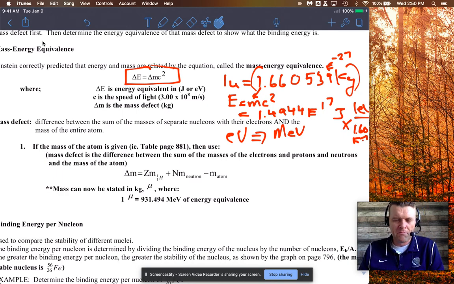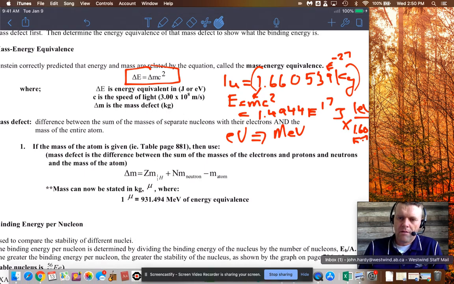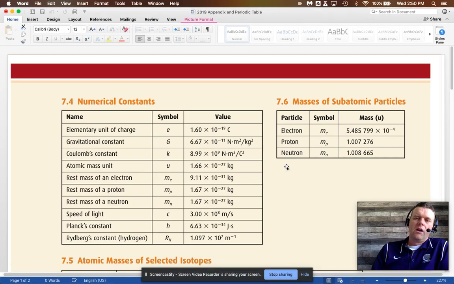And they won't be the same. And we get that mass defect, and then we convert that into mega electron volts, which is the convention. Okay, so I'm just going to show you quickly this appendix now.